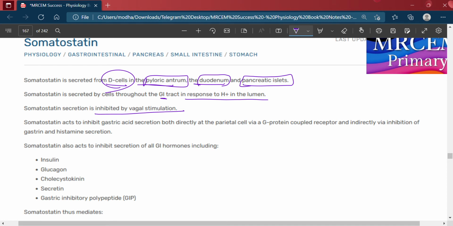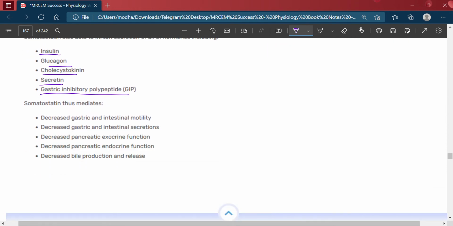Somatostatin acts to inhibit gastric acid secretion both directly at the parietal cells via a G protein-coupled receptor and indirectly via inhibition of gastrin and histamine secretion. Somatostatin also acts to inhibit secretion of all GI hormones including insulin, glucagon, cholecystokinin, secretin and gastric inhibitory peptide. Somatostatin thus mediates decreased gastric and intestinal motility, decreased gastric and intestinal secretion, decreased pancreatic exocrine and endocrine function, and decreased bile production and release.